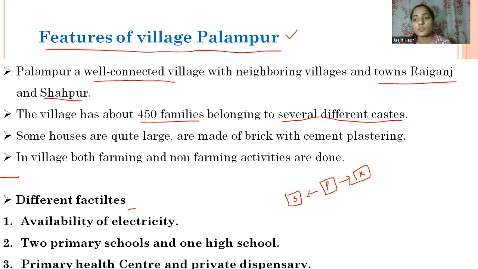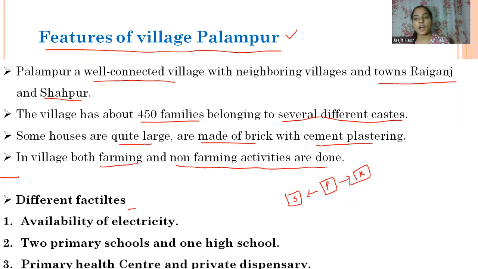And the houses in which they are living: some houses are quite large and made up of brick with cement plastering, but some houses are small and made up of mud and sand. As we have seen in the picture also, some houses are kacha houses and some houses are pakka houses. So both types of houses are found in village Palampur. Apart from this, in village Palampur we have both farming and non-farming activities available.